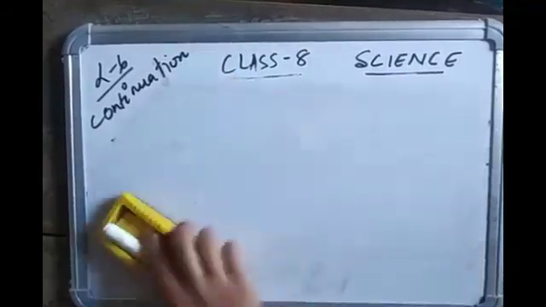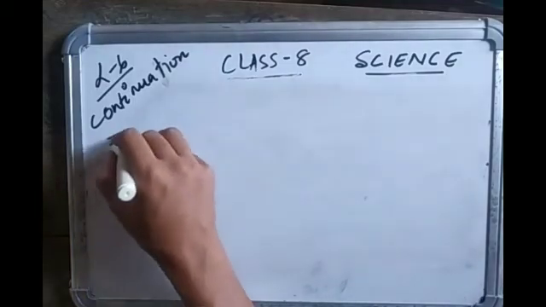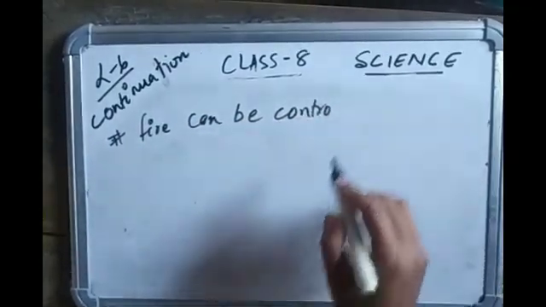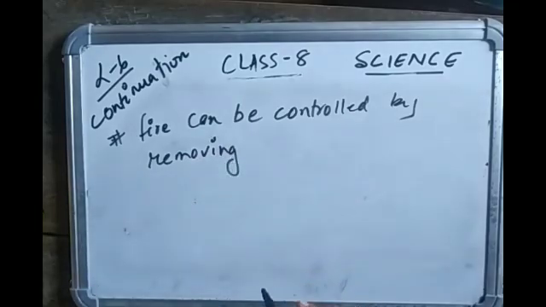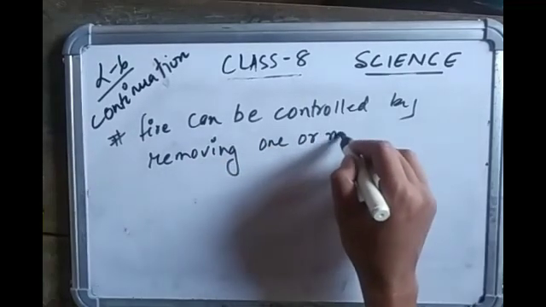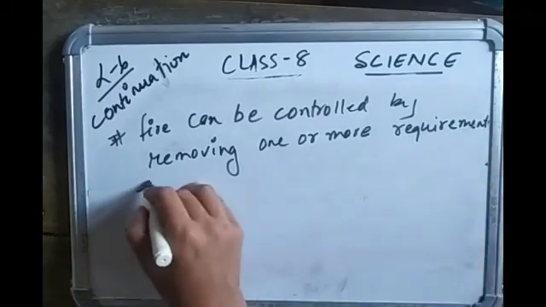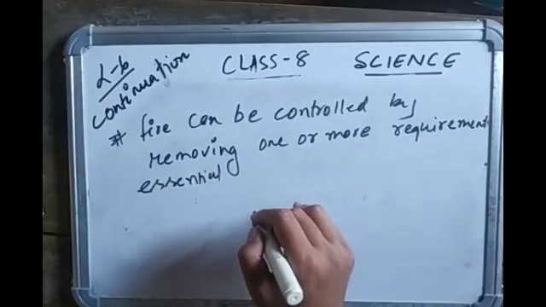So with this I'll summarize what we have done today. So far we have discussed that fire can be controlled by removing one or more requirements essential for producing fire.